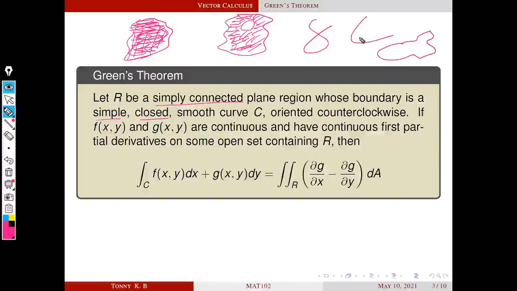This is not closed but simple. This is simple closed, a non-intersecting and closed curve. That's the meaning of simple closed curve. So these are the technical terms in this definition.